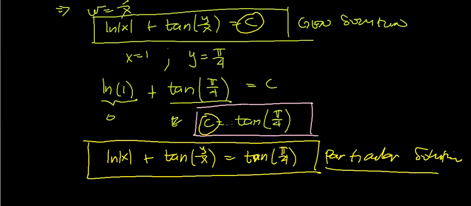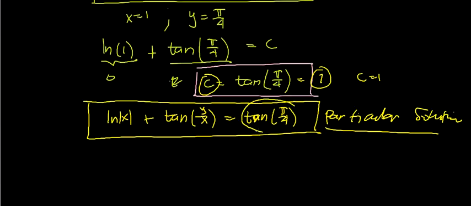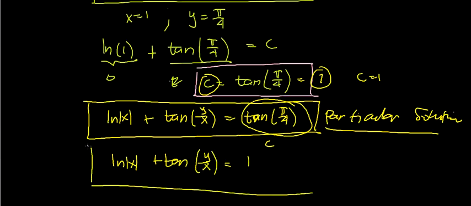Okay, by the way, if you check this, tangent pi over 4 is equal to 1. So our c is equal to 1. Then our equation can be written as ln of x plus tangent y over x is equal to 1. So this can also be our particular solution.